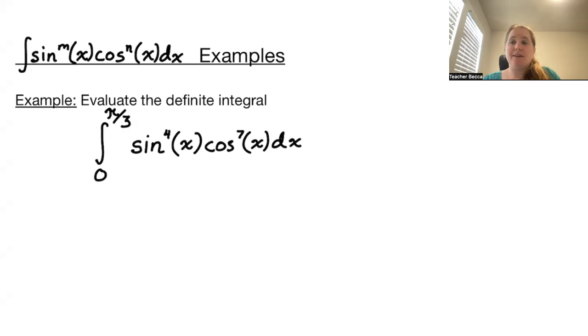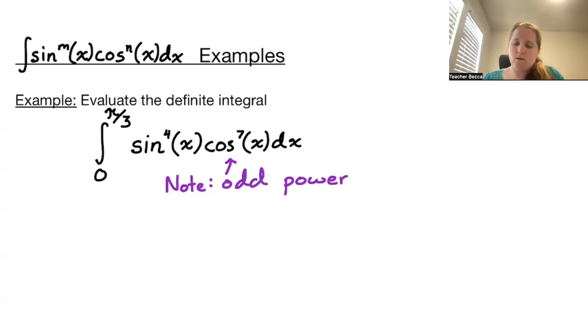So just a quick thing to note here, cosine is being raised to an odd power. So note we have an odd power on cosine. So this is a case where we will leave one cosine as is and convert the remaining to sine.